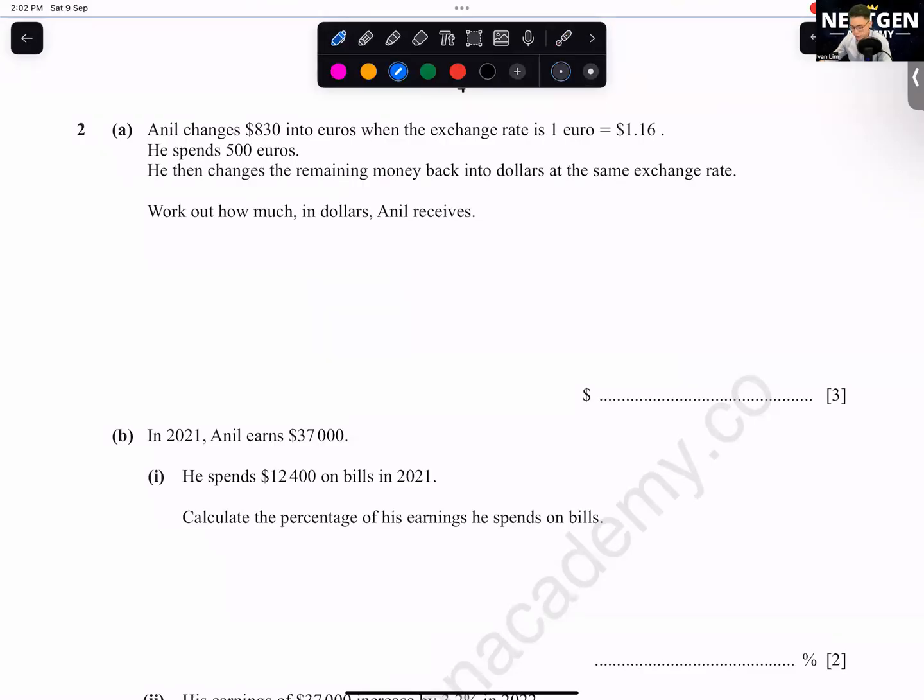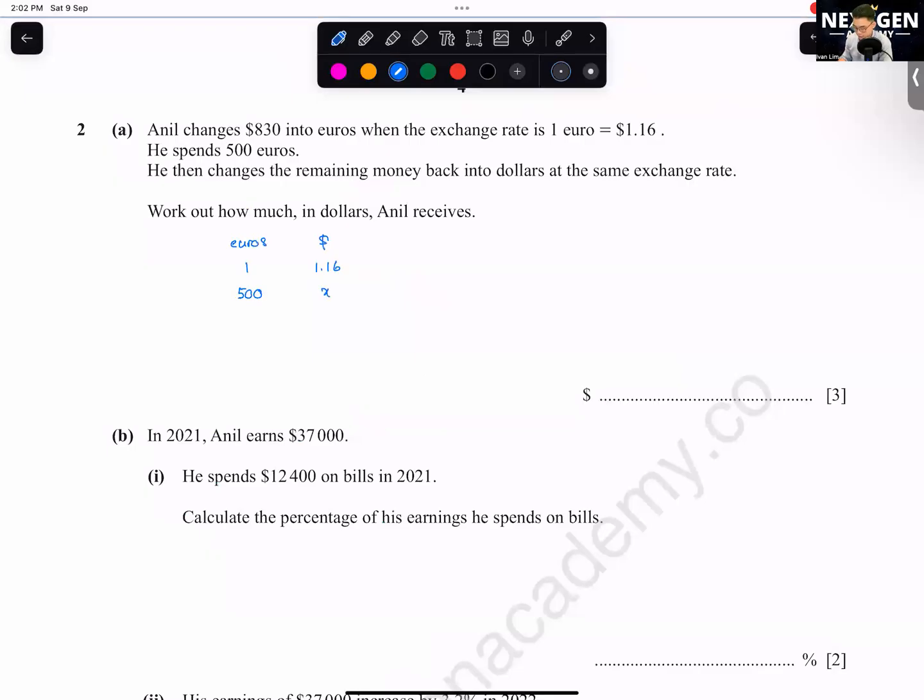Question 2A, Anil changes $830 into euros when the exchange rate is €1 to $1.16. He spends 500 euros. He then changes the remaining money back to dollars at the same exchange rate. Work out how much in dollars Anil receives. Okay, so I like to put it in ratio form like this, where I put euros and dollars. So what is the conversion? 1 to 1.16. We want to find 500 euros is how much?